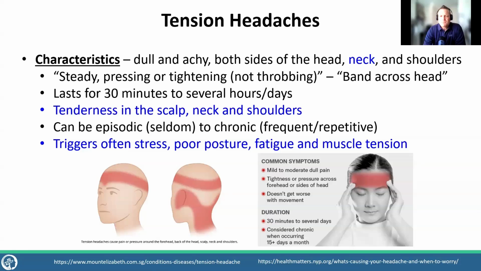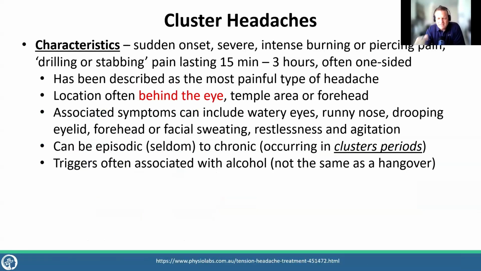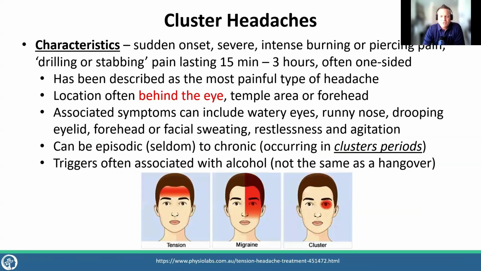And then they're often triggered by stress and poor posture, muscle tension. Aha, interesting. I'm going to come back to that. Let's talk about cluster headaches for a minute. Let me show you a quick picture.